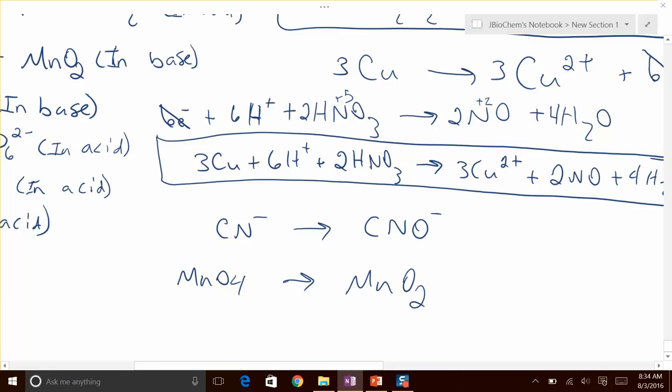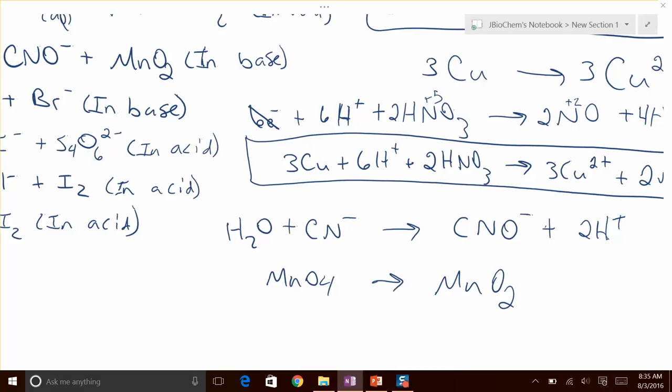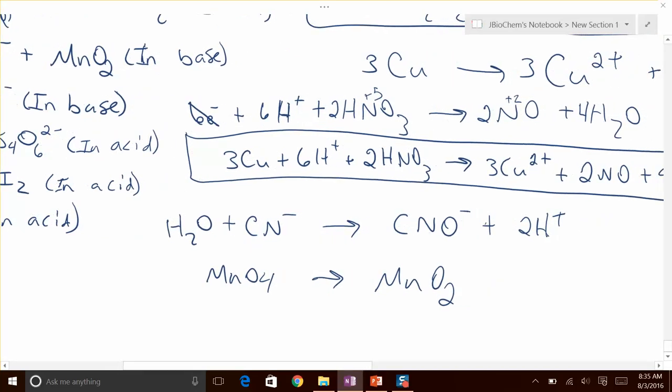I want to balance them. I have the same number of carbons, the same number of nitrogens. What do I not have the same number of? I do not have the same number of oxygens. Okay, so how do I get the same number of oxygens? I add water. Okay, I have to add waters. So H2O. That's how I'm going to balance the oxygens. And then, after I balance the oxygens, I can balance the hydrogens by adding what? H pluses, okay? 2H plus. All right?